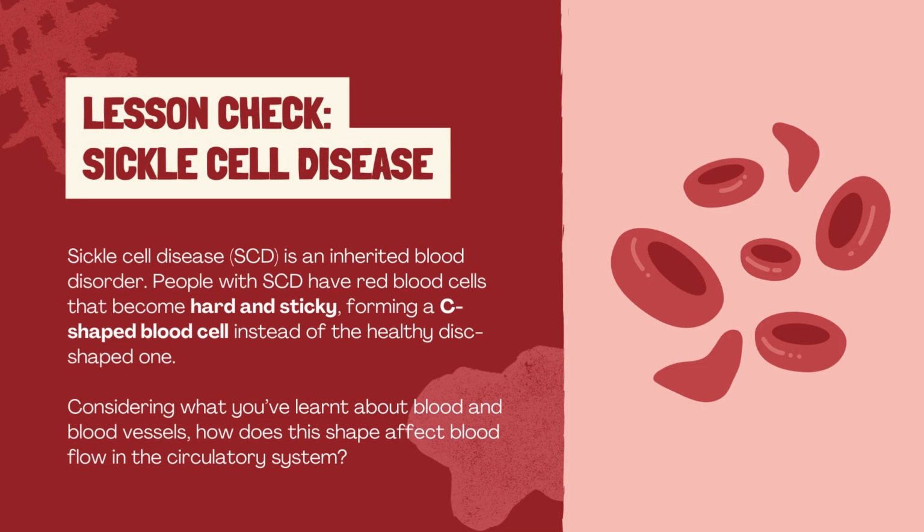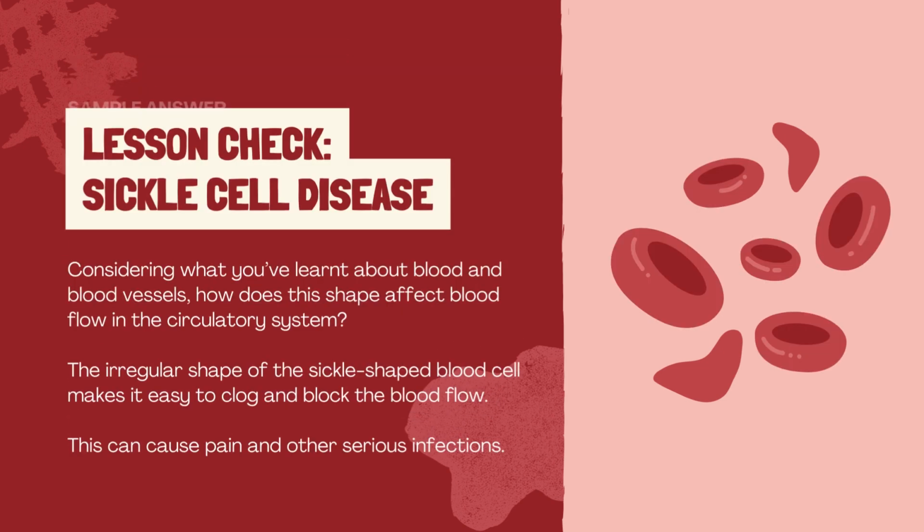Let's check: sickle cell disease, SCD. SCD is an inherited blood disorder. People with SCD have red blood cells that become hard and sticky, forming a C-shaped blood cell instead of the healthy disc-shaped one. Considering what you've learned about blood and blood vessels, how does this shape affect blood flow in the circulatory system? The irregular shape of the sickle-shaped blood cell makes it easy to clog and block the blood flow. This can cause pain and other serious infections.